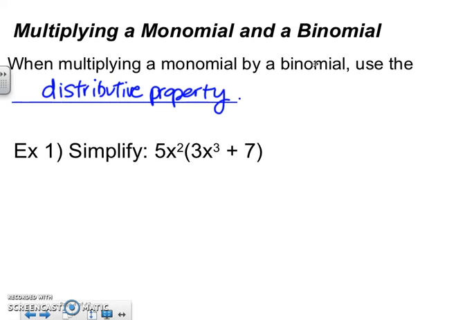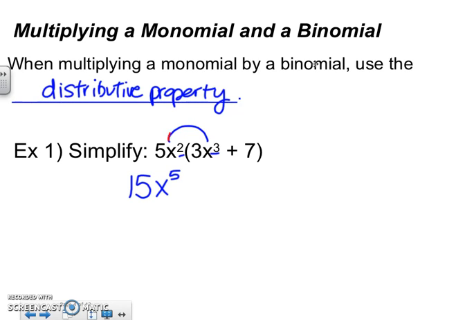First off, I would multiply these two terms right here. So I'm going to multiply 5 times 3 and get 15. And then I'm going to add my exponents. So I'm going to add 2 plus 3 to get 5. So 15x to the 5th is what you get when you multiply those first two terms.